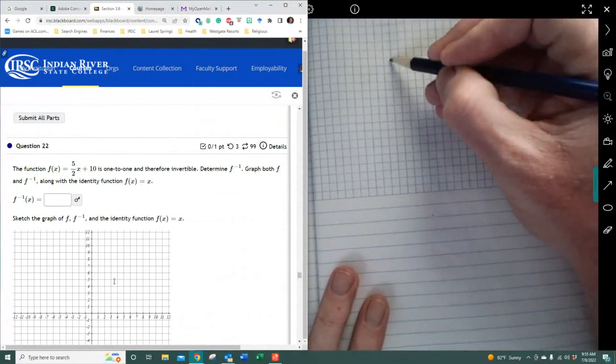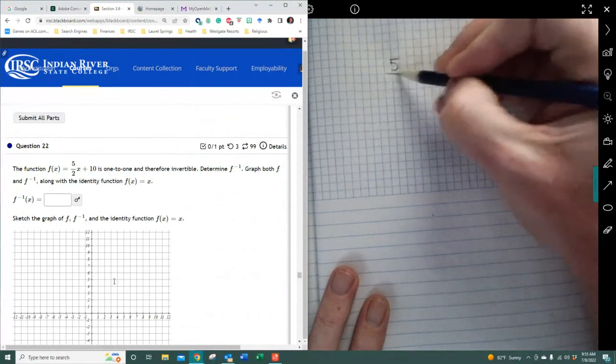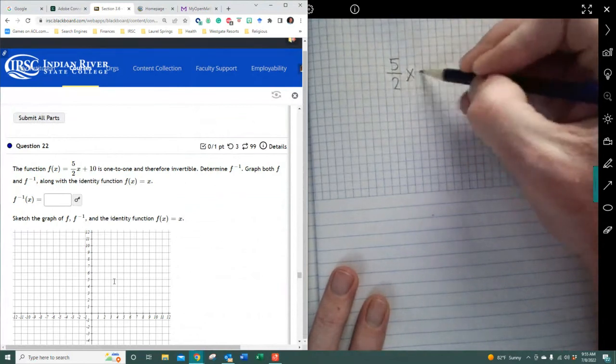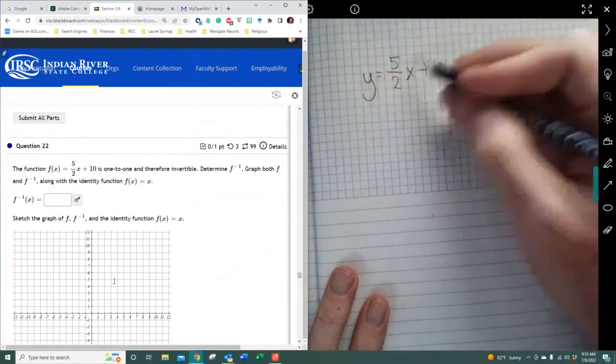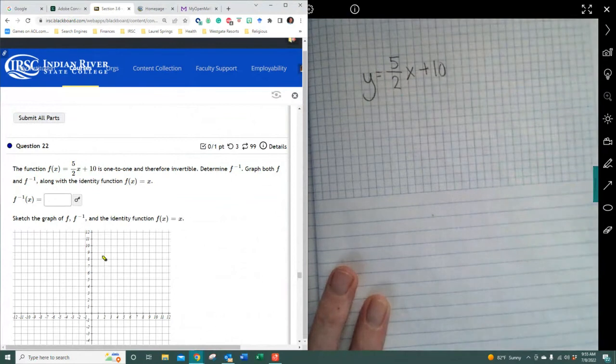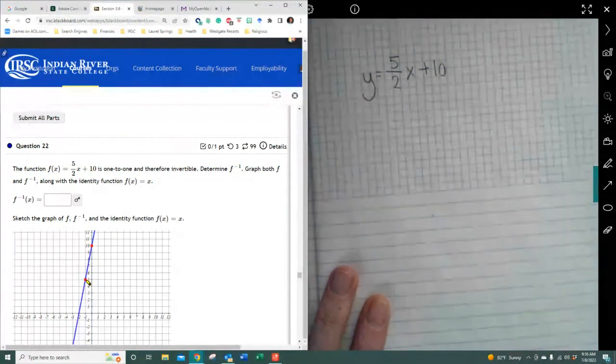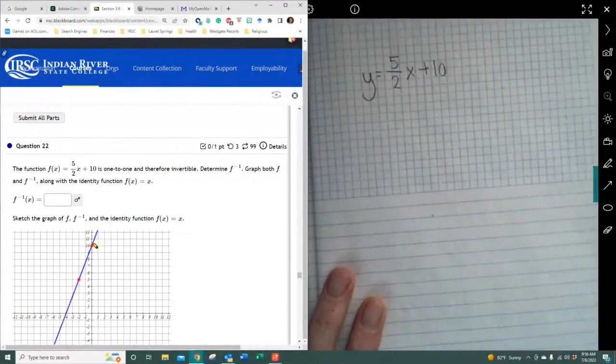So now we have 5 over 2 x plus 10. We go ahead and solve for the inverse. We got that equation already, so that's not hard to graph. Let me graph that. I can go to 10, but if I fall off the page, I can't graph the next part. So I can go down 5: 1, 2, 3, 4, 5, and go over 2. That's the same thing as going up 5 over 2, so down 5 over to the left 2.